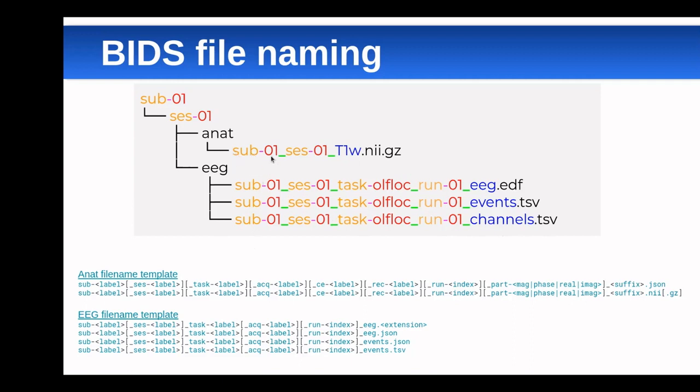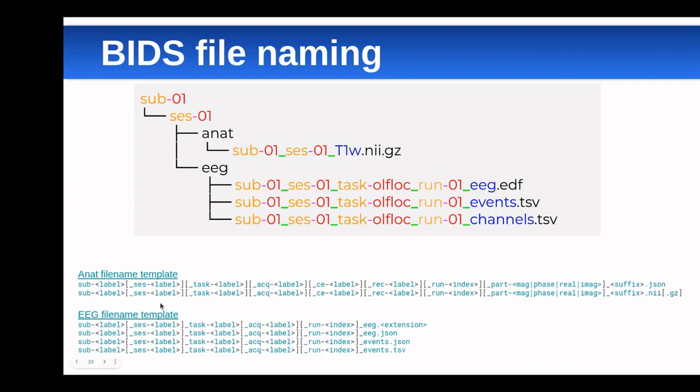So the subject entity and the session entity are repeated from the folders. And then, for example, as soon as the participant was doing something, you're going to have a task entity. And then if you have several runs of this task, you can also, for example, use the run entity.